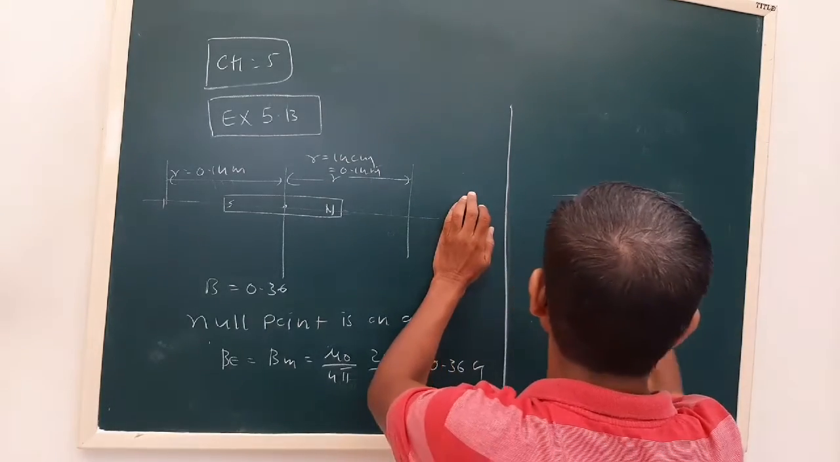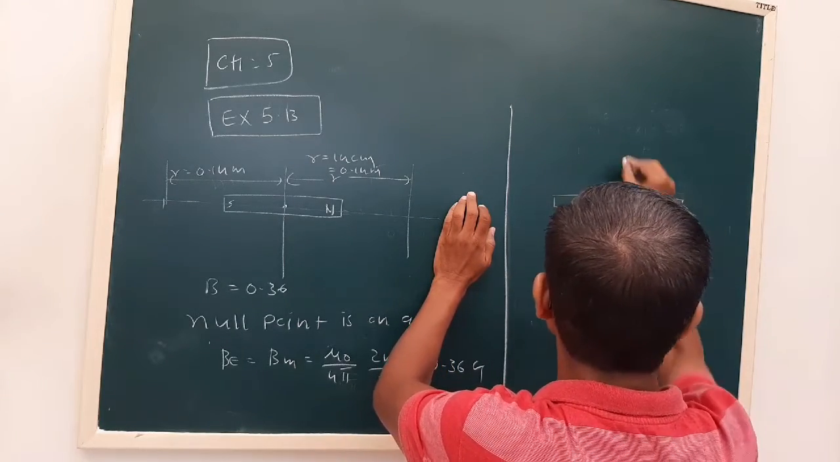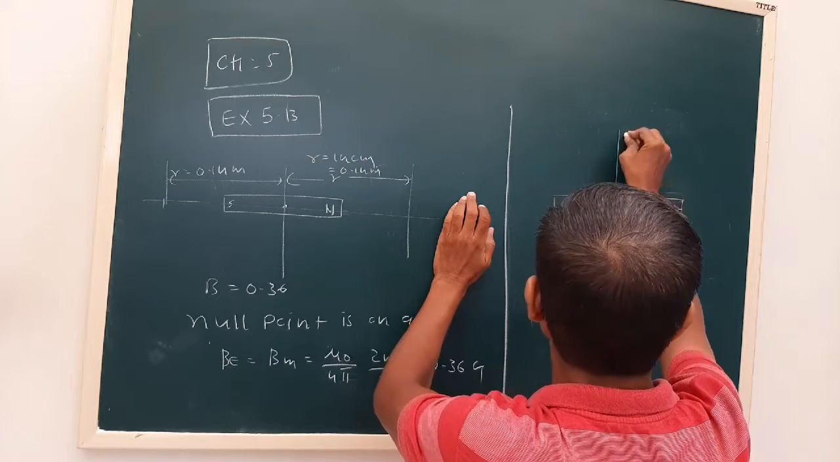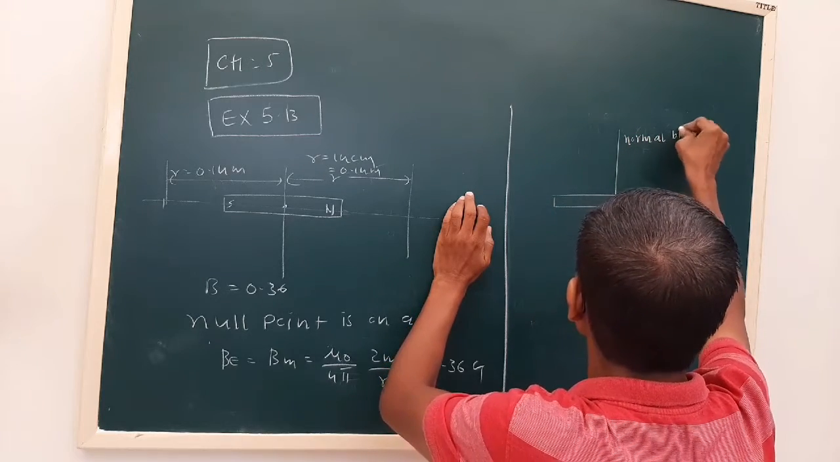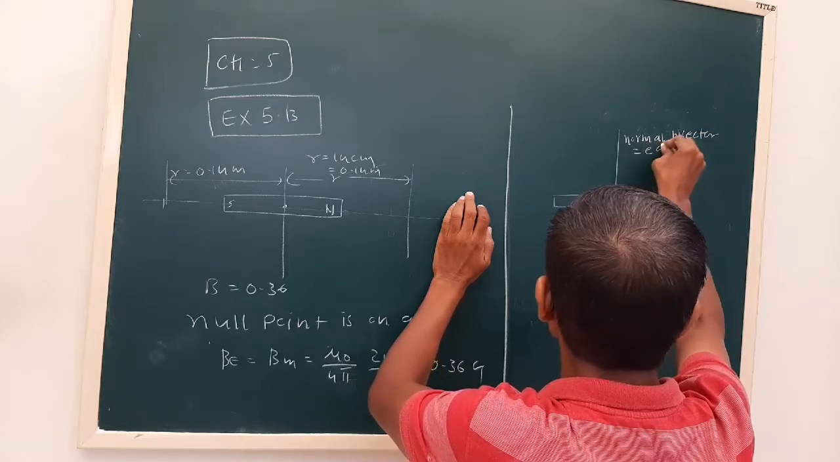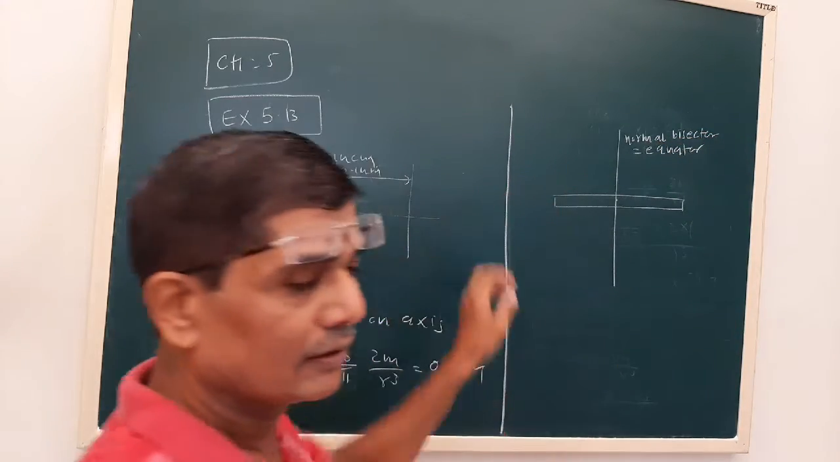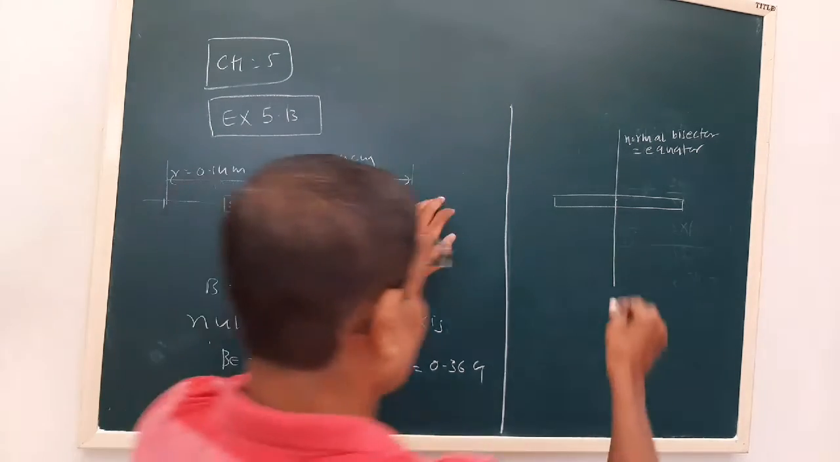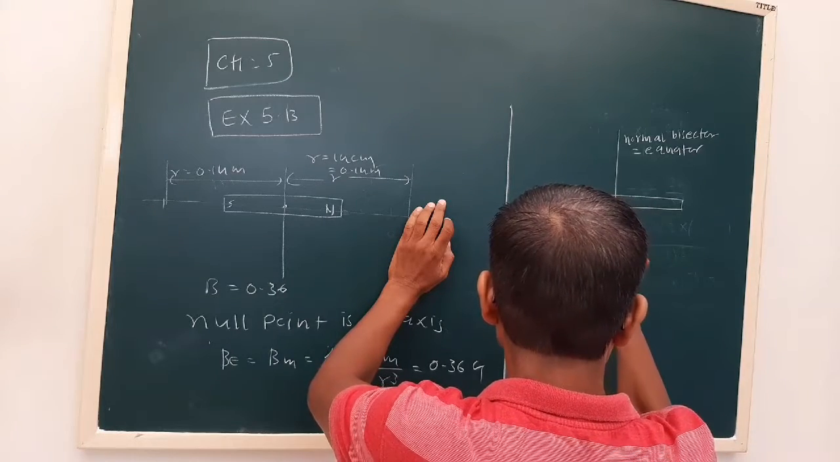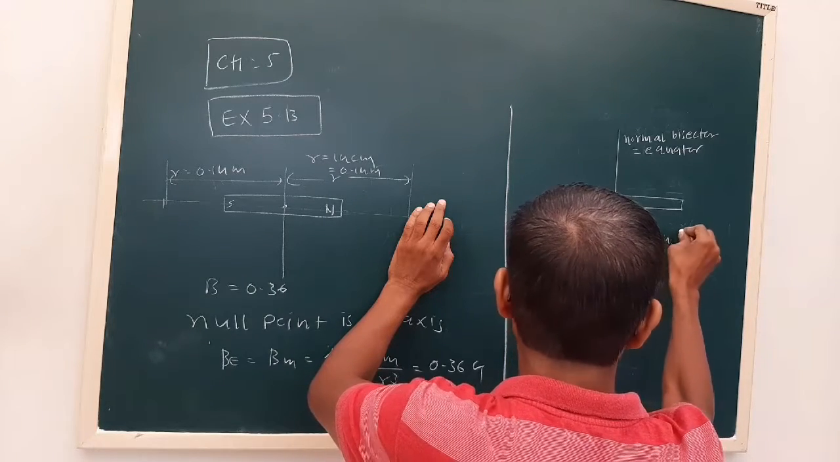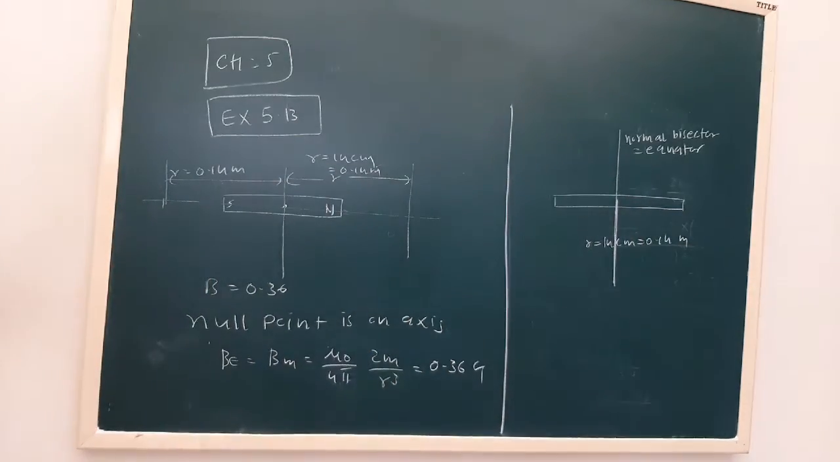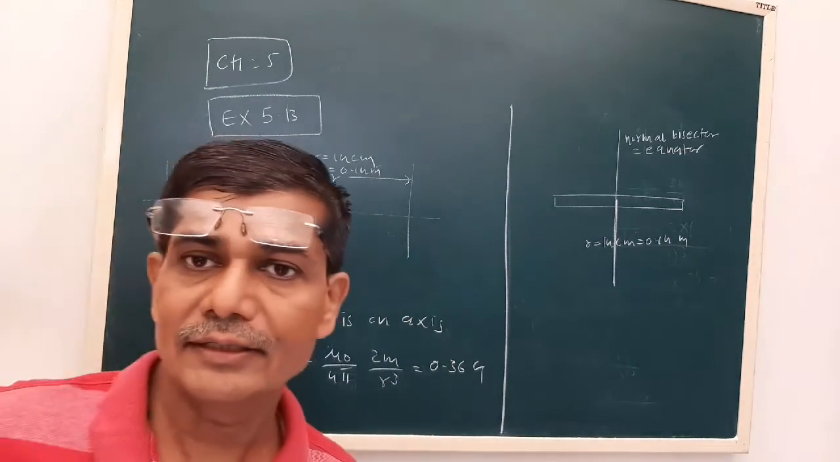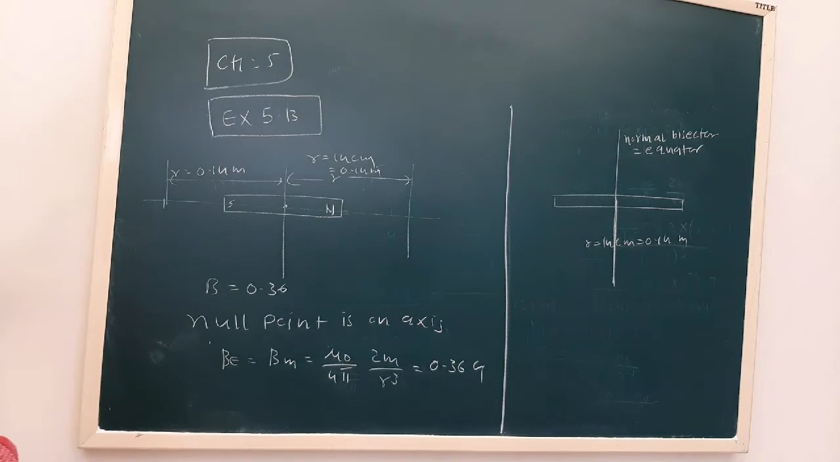Now see here, this is a normal bisector, which we call the equator. What is the total magnetic field at a normal bisector at a distance of 14 centimeter? At the same distance. We know that for a given distance, the magnetic field on the equator is half of that magnetic field on the axis.